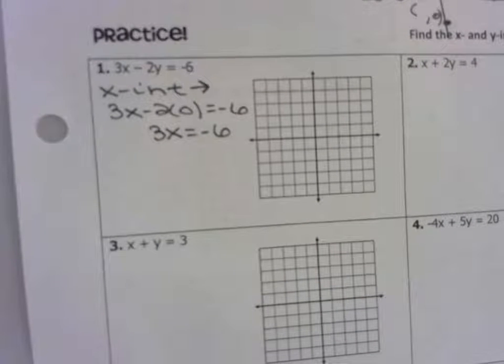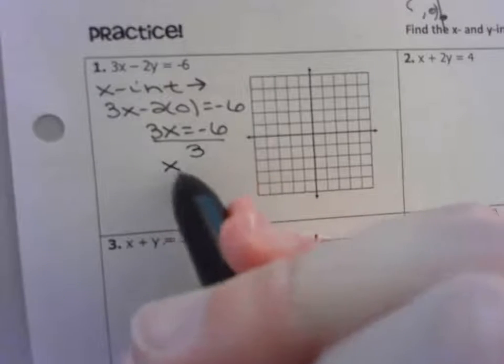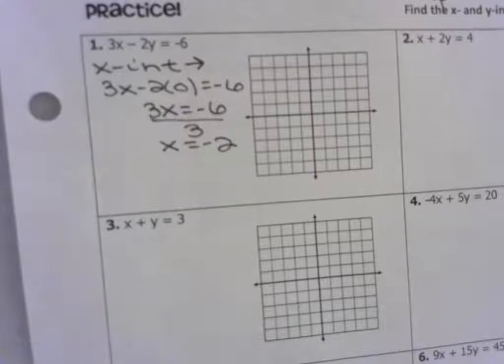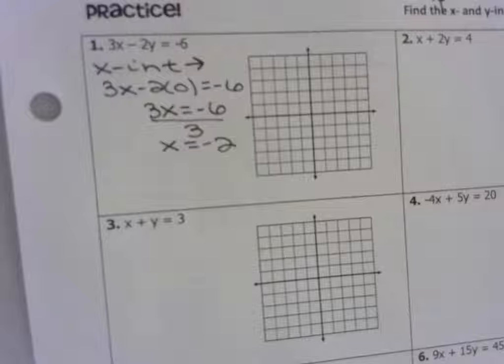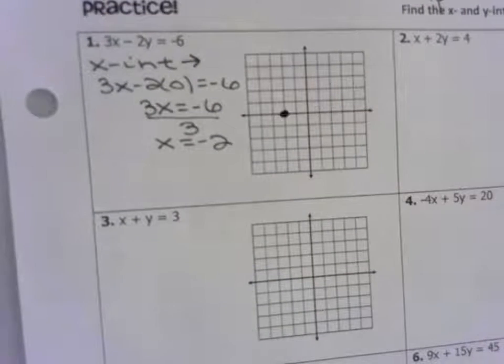How do I solve 3x equals negative 6? Divide by 3. So you're going to have really easy equations to solve. Once you cover up either the x or y, depending on what you're trying to find, you have a really easy equation. 3x equals negative 6, divide by 3, x equals negative 2. How do I graph an x-intercept of negative 2? Left 2. It has to be on the x-axis. And then put a point. That's all you do. Don't make this harder than it is.